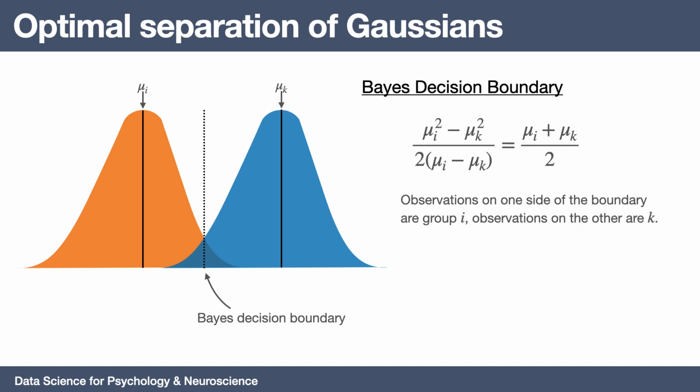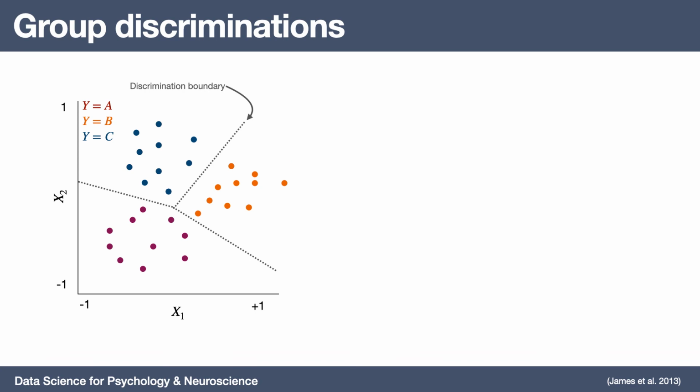It probably helps to see this in a two-dimensional setting. Let's go back to our three groups here. We have our states of Y, A, B, and C.